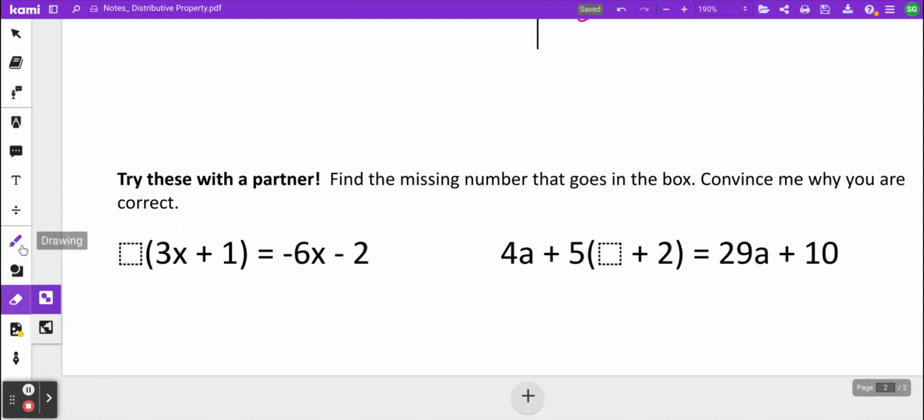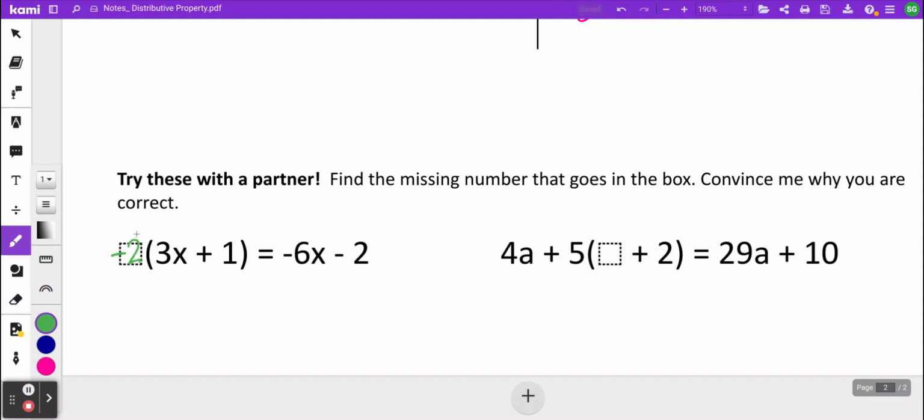One of the things you might have noticed first is if you ask yourself what number multiplied by 3 gives you 6, that could help you figure out that missing number needs to be a 2. 2 times 3 would give me 6, and 2 times 1 would give me 2. But if I only put 2 here, it's not going to give me exactly what's over here. One of the things I'm noticing is that all our signs changed, and that happened because this must have been a negative. With that second part that convinced me why you're correct, you could do that actual multiplication for me.